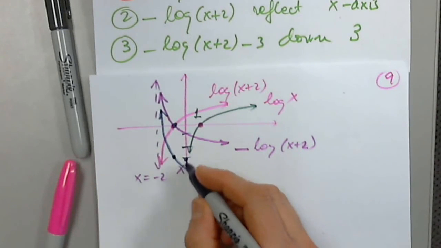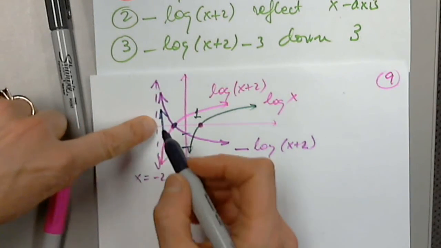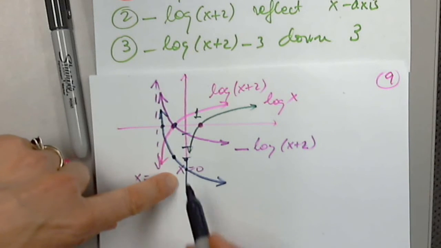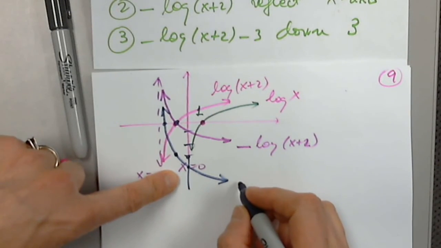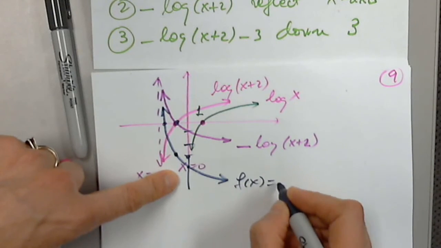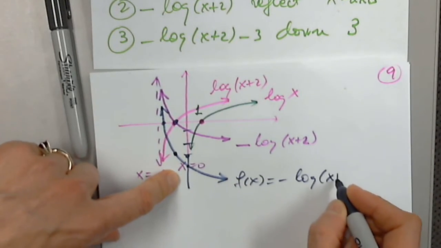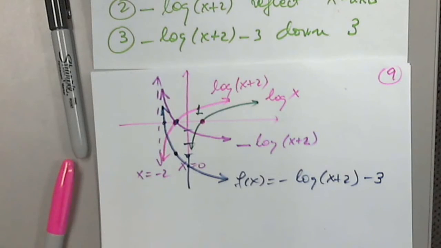So this is the final graph. I don't know where it crosses the x-axis. I don't know where it crosses the y-axis. But this is definitely the shape of f of x equals negative log x plus 2 minus 3. Very good.